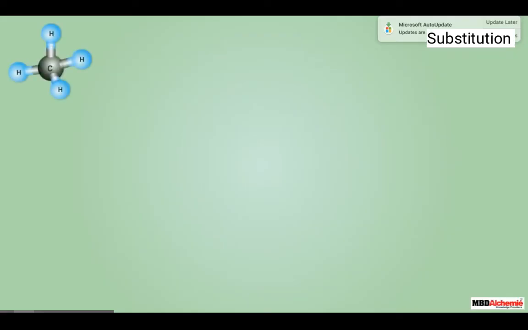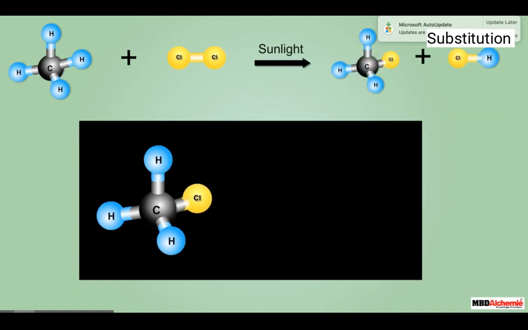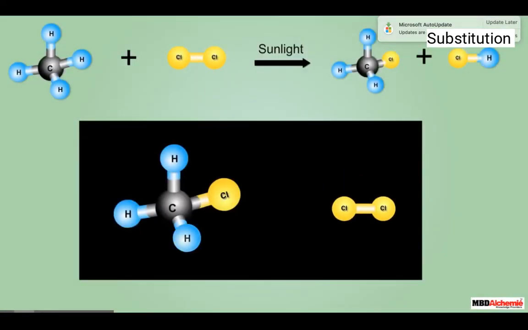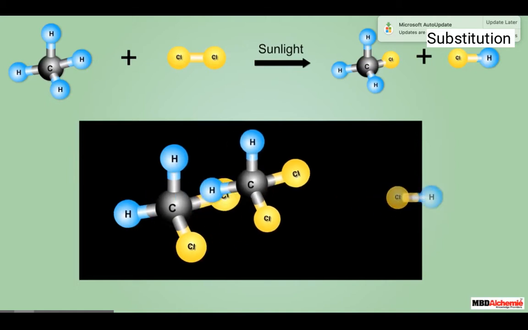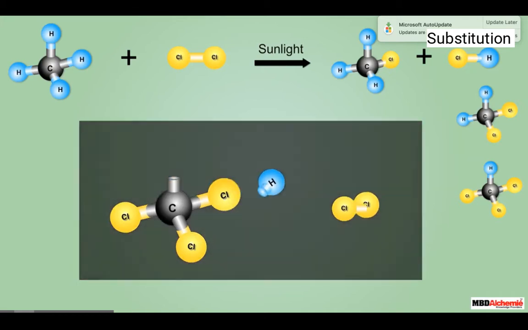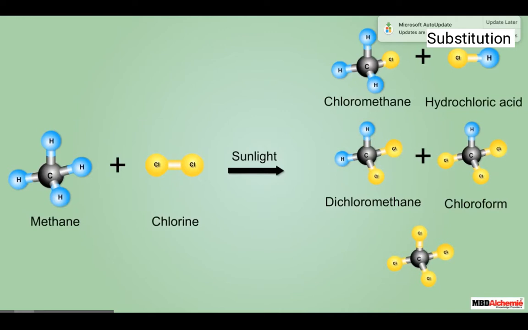About the reaction of the compound methane with chlorine. When methane is made to react with chlorine in the presence of sunlight, one of its hydrogen atoms gets replaced by a chlorine atom. The product so formed is chloromethane. If the reaction is carried out with excess of chlorine and continuous exposure to sunlight, the chlorine atoms replace all the hydrogen atoms of methane one by one, giving rise to the products dichloromethane, chloroform, and carbon tetrachloride.